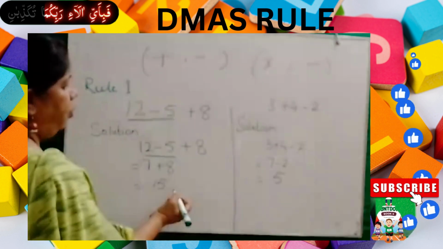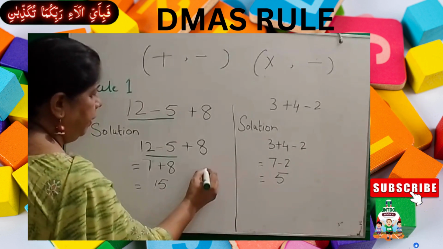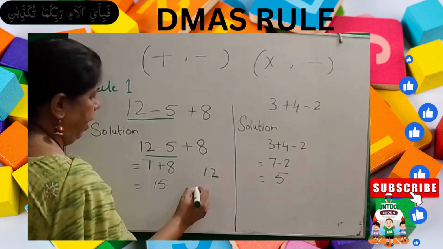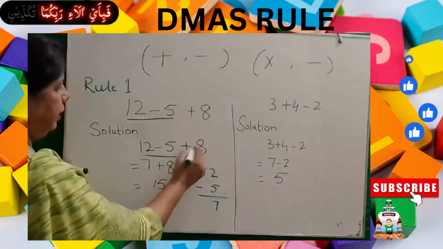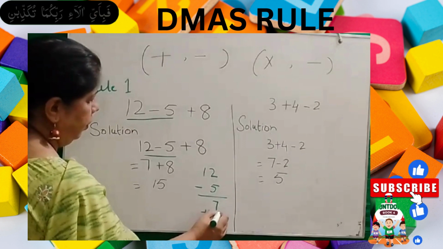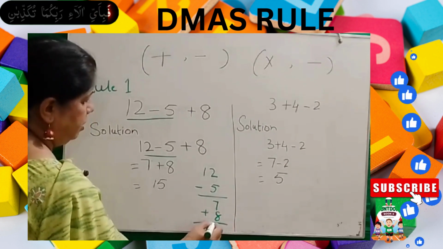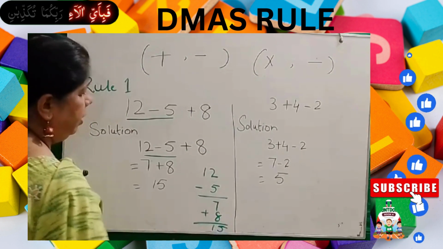So if you don't know like this, you can simply do 12 minus 5, 7. And then just add it with 8. 7 plus 8 is equal to 15, right?